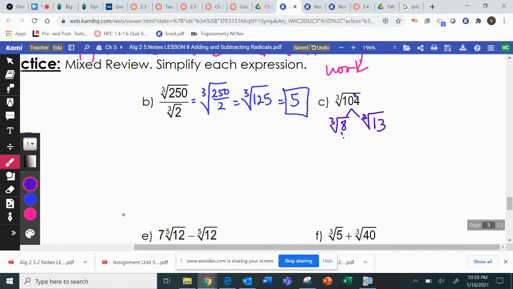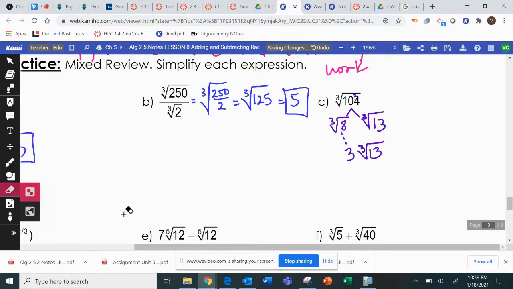Okay, so now we've got the cube root of 8, which is 3, and then cube root of 13, I can't do anything. Oh my gosh, the cube root of 8 is not 3. Get distracted by the cat, sorry.